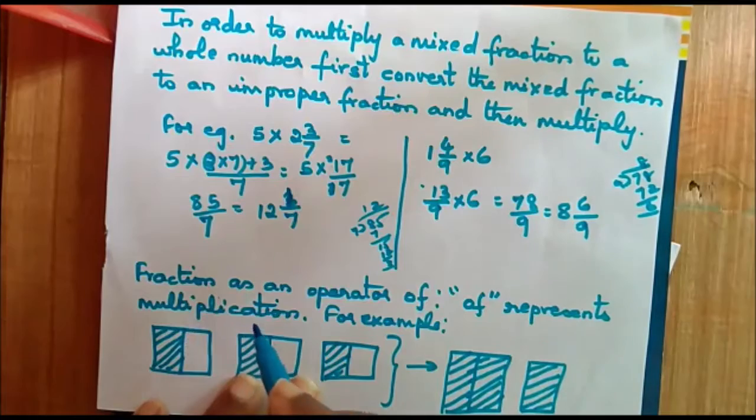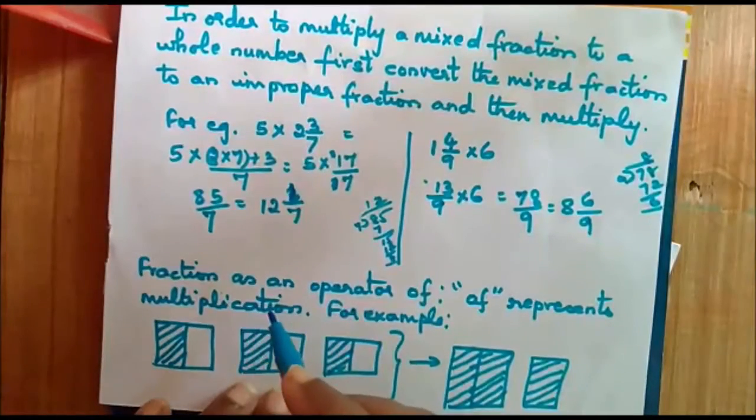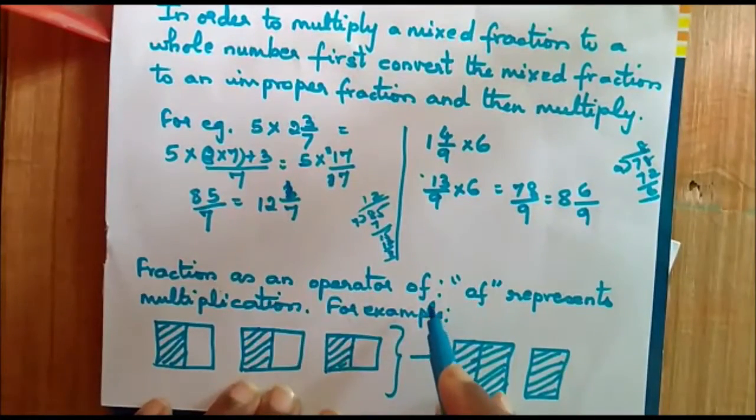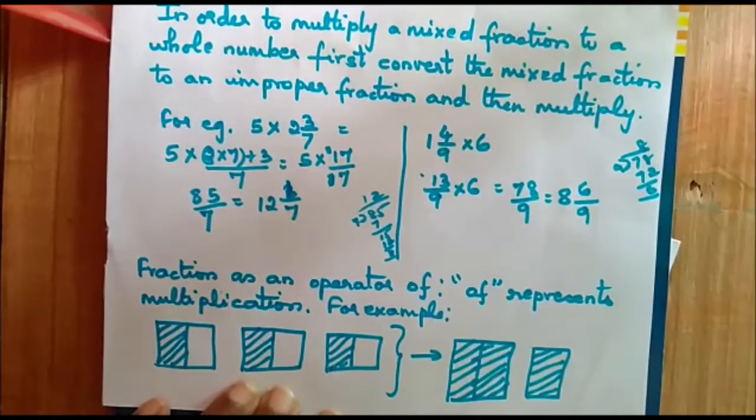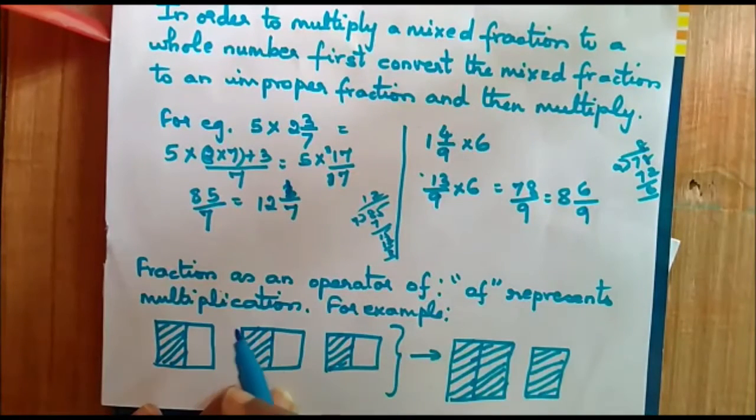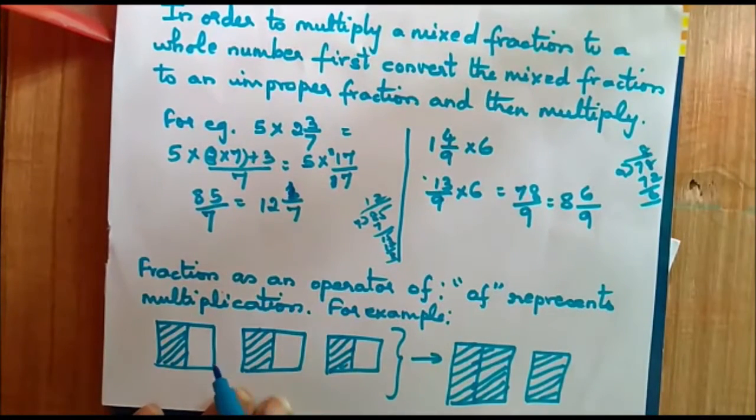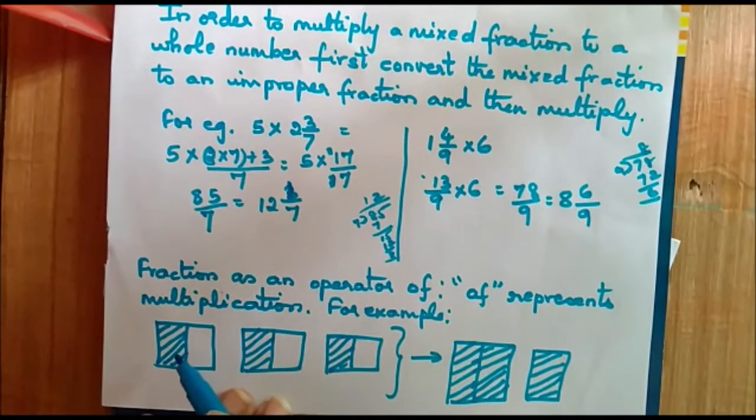Now let us see the next example, that is fraction as an operator of. When we say 1 by 2 of 3, what is the meaning of 'of' here? 'Of' represents multiplication. For example, we take the first diagram where there are two parts and one is shaded. So this can be said as half of 1. I have shaded half of the one diagram or one square. So it's called half of 1.